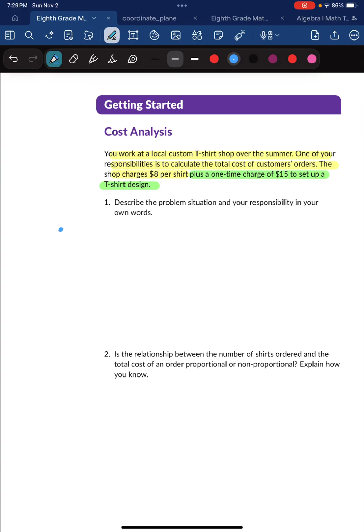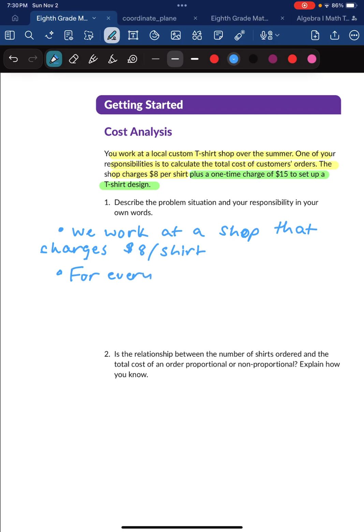So we could say something like, we work at a shop that charges $8 per shirt. And then for every new t-shirt design, there is a one-time fee of $15.